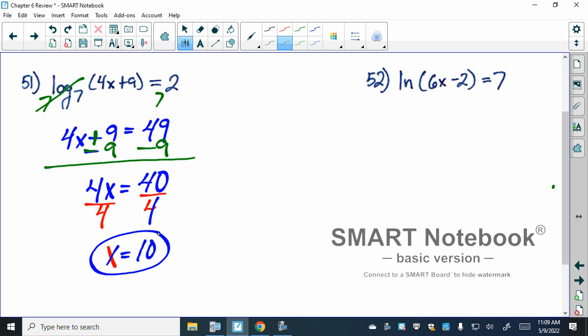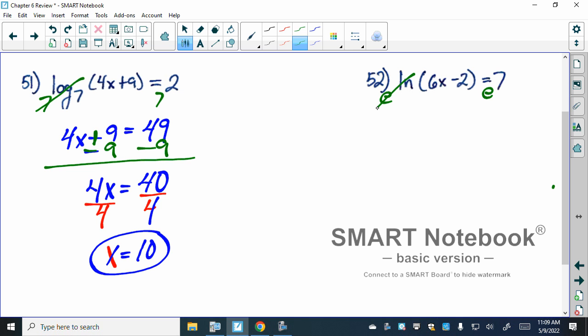Any other questions on this here? We feel good with 51? Do we want to look at 52? So what would we do first? Put both sides to the base of e.